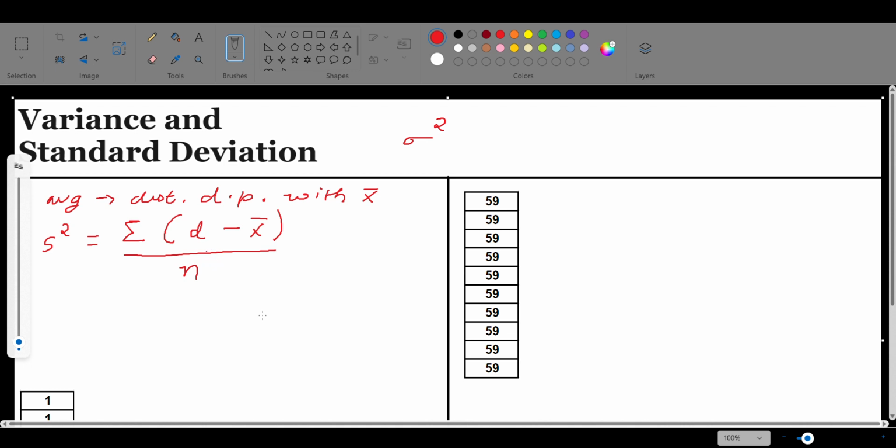The first thing is this. If you think of it, let's look at two data values that we had in the Bangalore city data set. We had 1 and we had 90. Okay. Now X bar is equal to 59 in this case. 1 minus 59 will give you minus 58, a negative number. And 90 minus 59 will give you a positive number, 31.